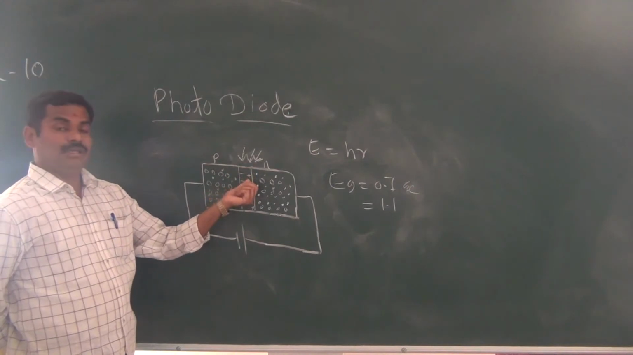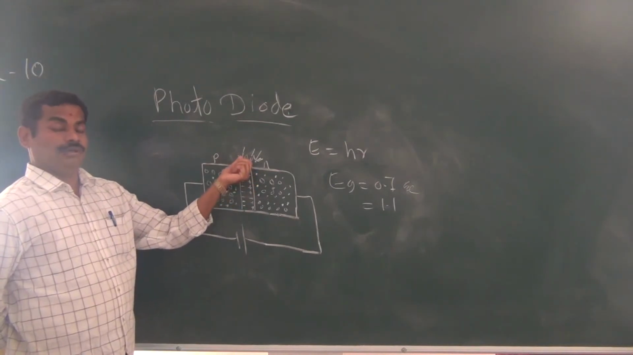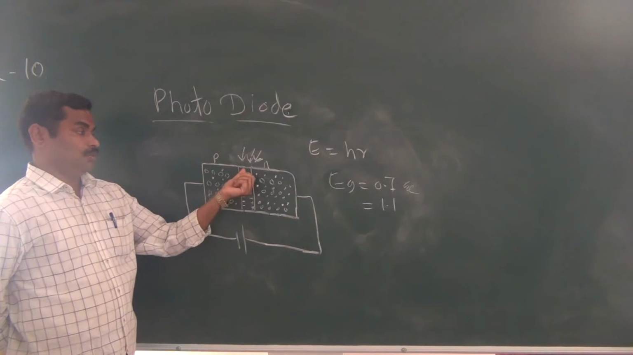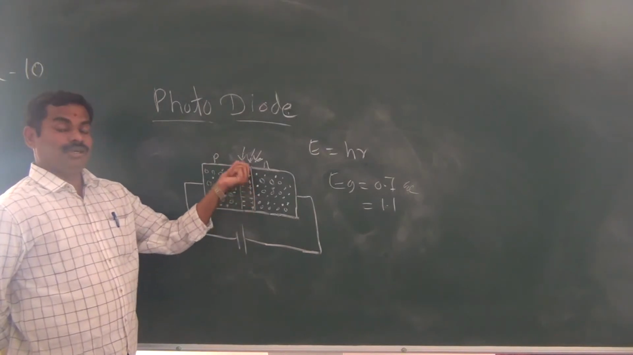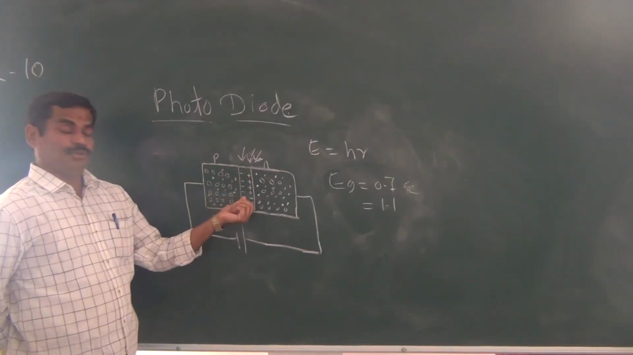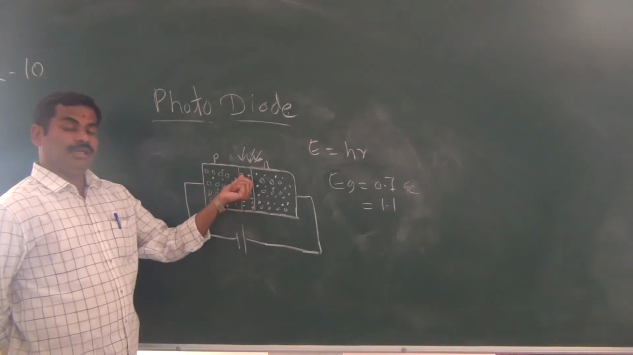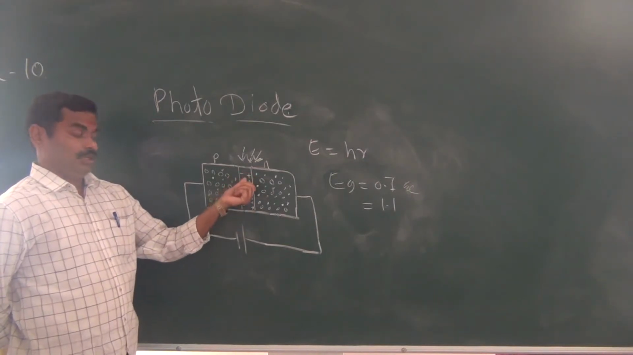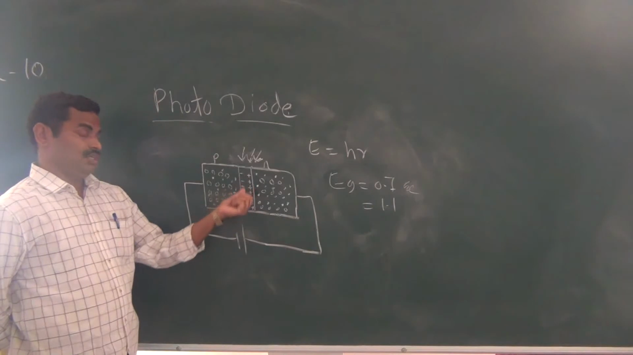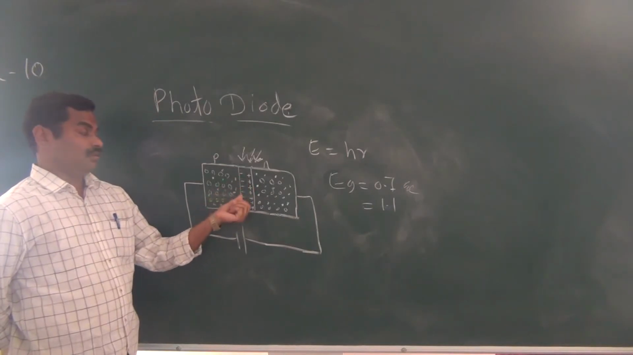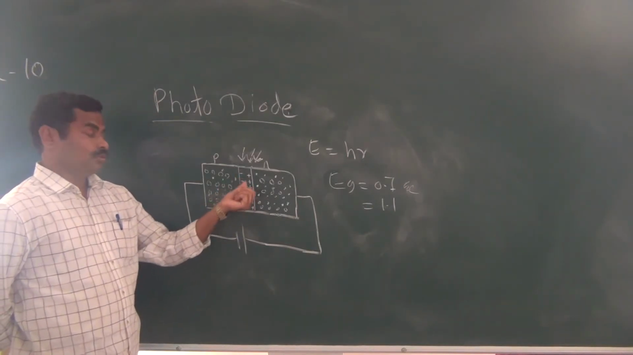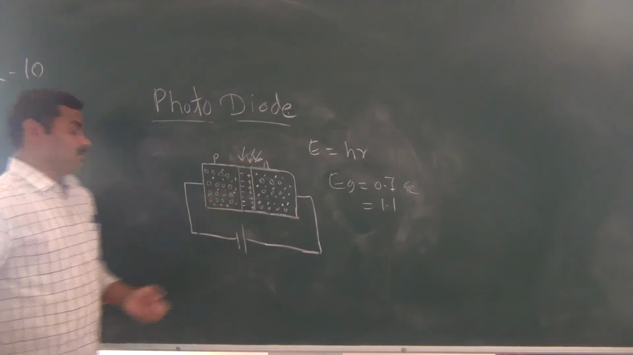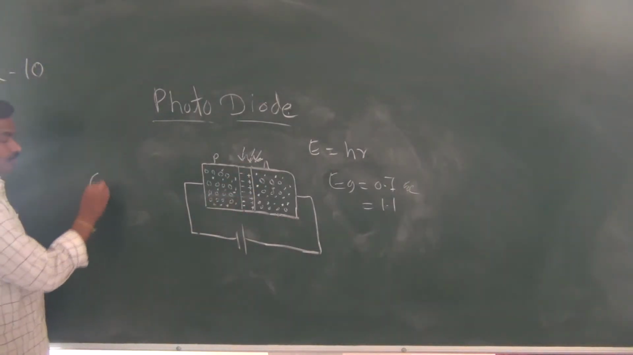Because you are applying high photon energy, the photons will be incident on your depletion layer. No doubt, in the depletion layer you are not having free electrons or holes, but immovable ions, or you can say it contains atoms.